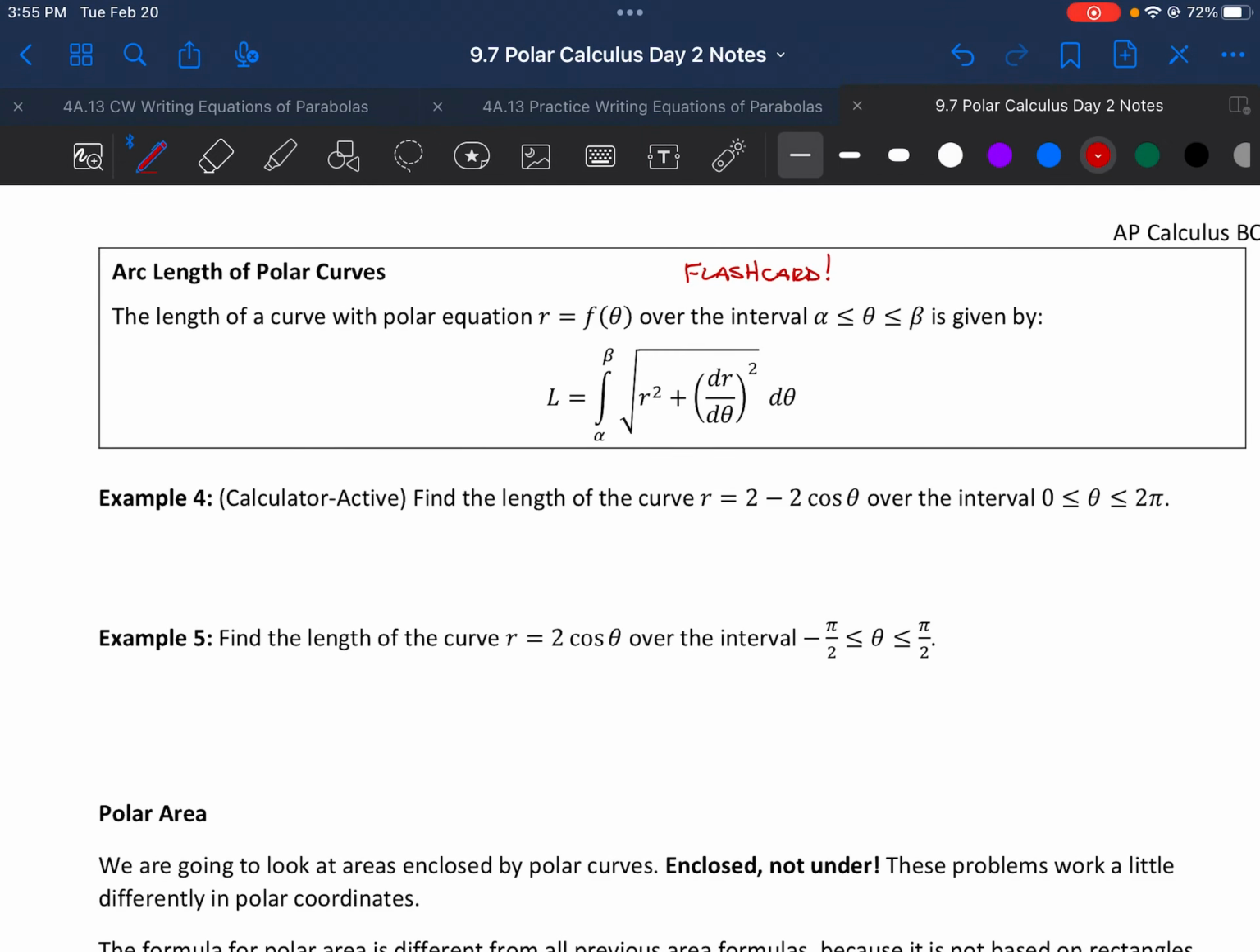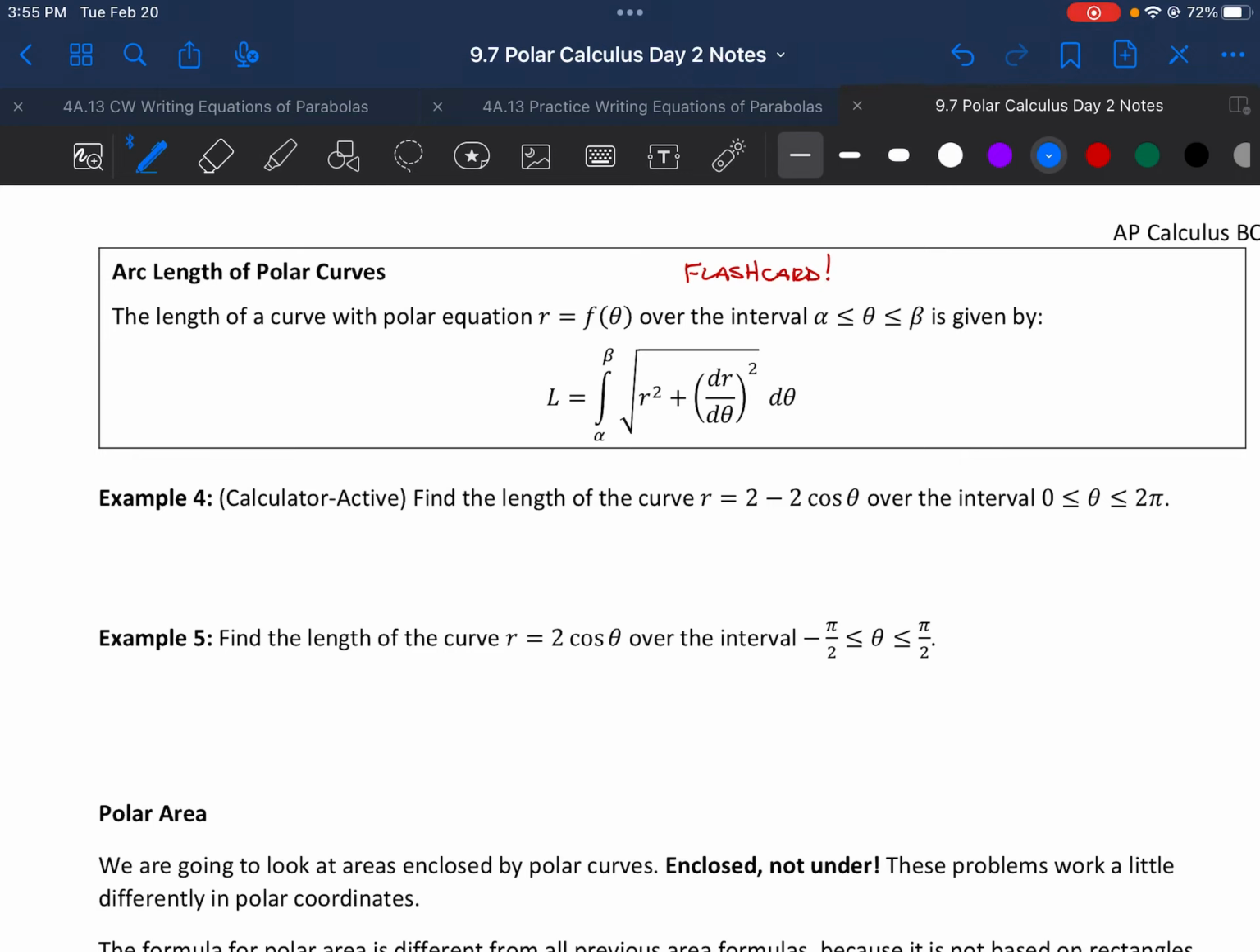All right, so arc length of polar curves. We've already seen arc length. We've seen arc length of parametric curves. Now we have arc length of polar curves. This is going to be our third arc length formula. The length of a curve with polar equation r equals f of θ over the interval from α to β is given by the integral from α to β of the square root of r squared plus dr/dθ squared dθ.